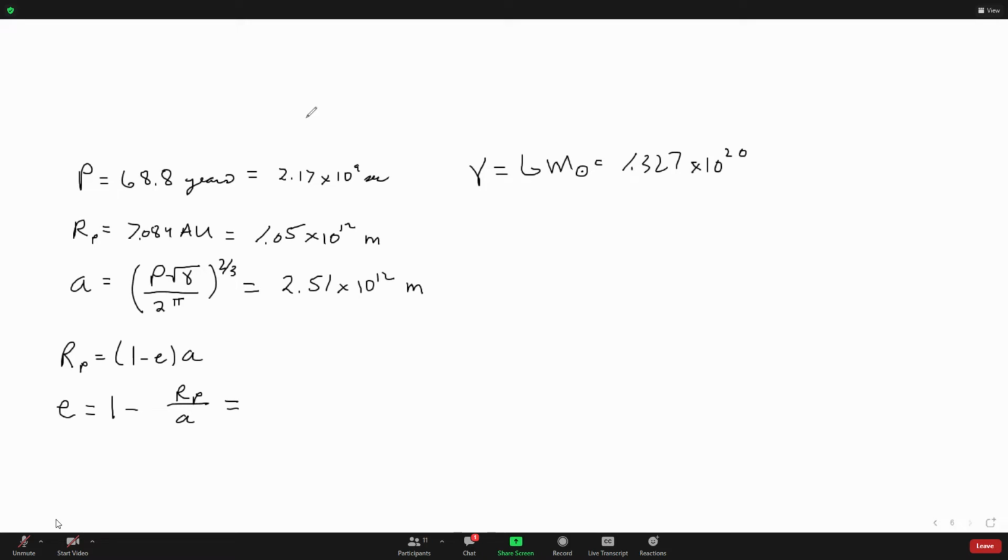0.58. Wow. Okay, that is an extremely eccentric orbit, right? That means the distance from the center to the focal point is almost halfway to the edge.